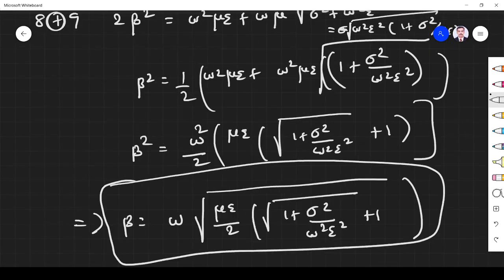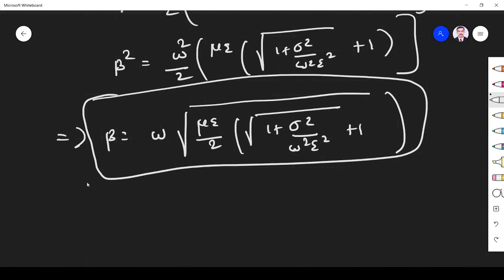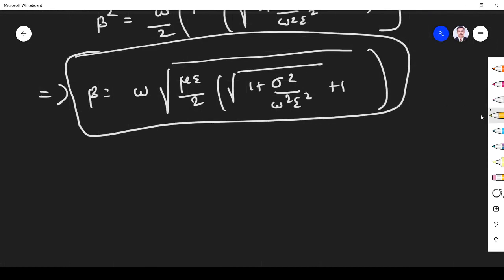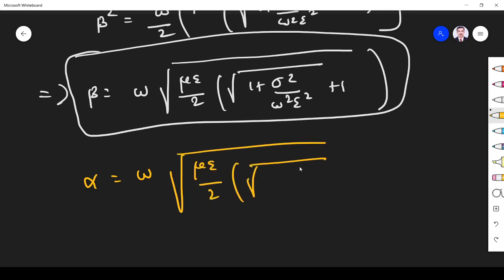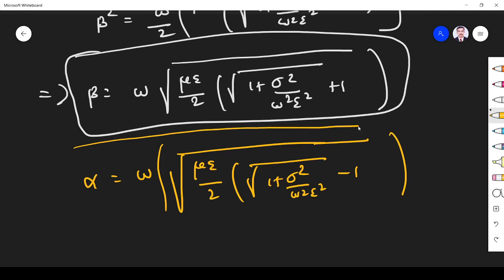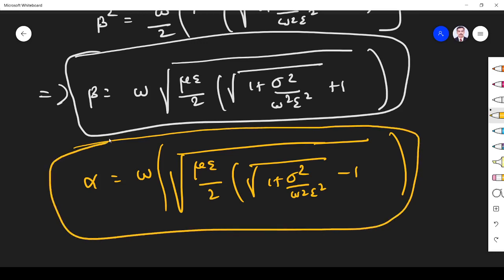Similarly, subtract 8 from 9. So what you get is alpha. Alpha is equal to omega into root of mu epsilon by 2 into root of 1 plus sigma squared by omega squared epsilon squared minus 1. This is the alpha value, right? You don't need to derive, just to say that. So subtract equation 9 from 8, you will get the alpha value, right? So this is beta and alpha, right?